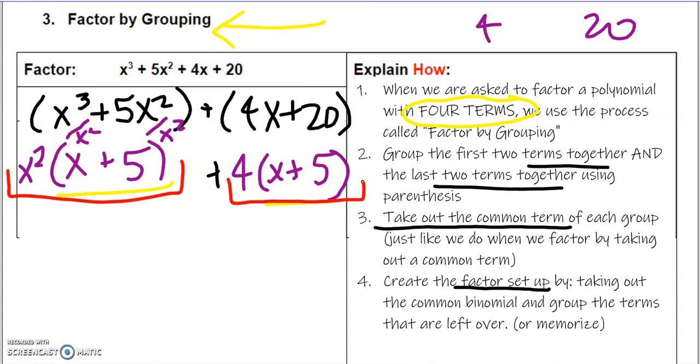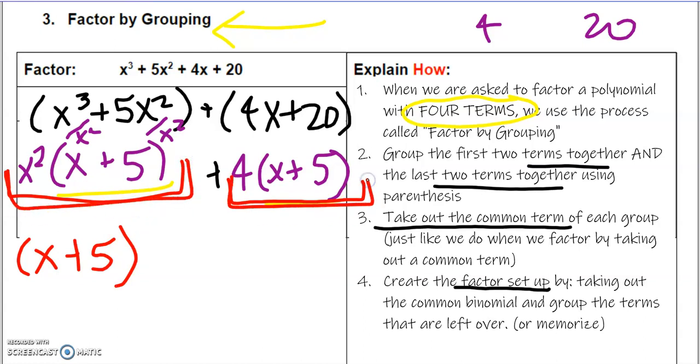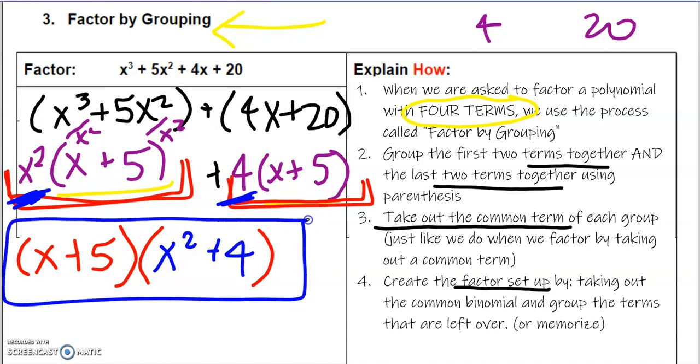What do both of those red chunks have in common? The common term between those 2 red chunks is the x plus 5, right? So I take that x plus 5 out of both of those terms. I pull it out of this term, okay, and I pull it out of this term. When we take out, notice it gets written on the front, and what's left over is going to be those terms in front of each of the groups, x squared plus 4. And that's my final answer.